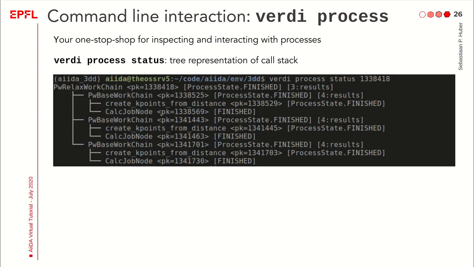There's verdi process status, which is especially useful for work chains, and it will give you an overview of the call stack. So you see here a relax work chain that called the PwBaseWorkChain that called in turn this calc function and the calc job, with their statuses and so forth.